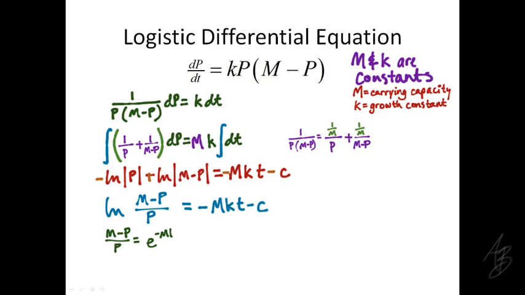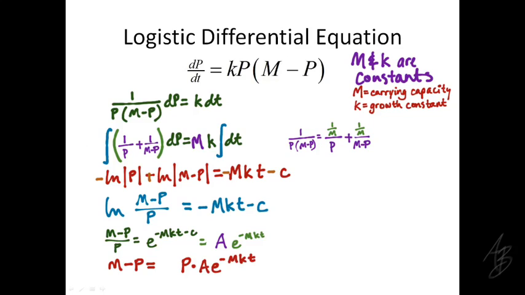We can exponentiate both sides now, and we get (M - P)/P equals e to the negative Mkt minus c, and that's the same thing as saying e to the negative c times e to the negative Mkt, the opposite of Mkt. And keep in mind here that this e to the negative c is itself a constant, so we're going to replace that with our own constant A, and this A is going to depend mostly on our initial conditions.